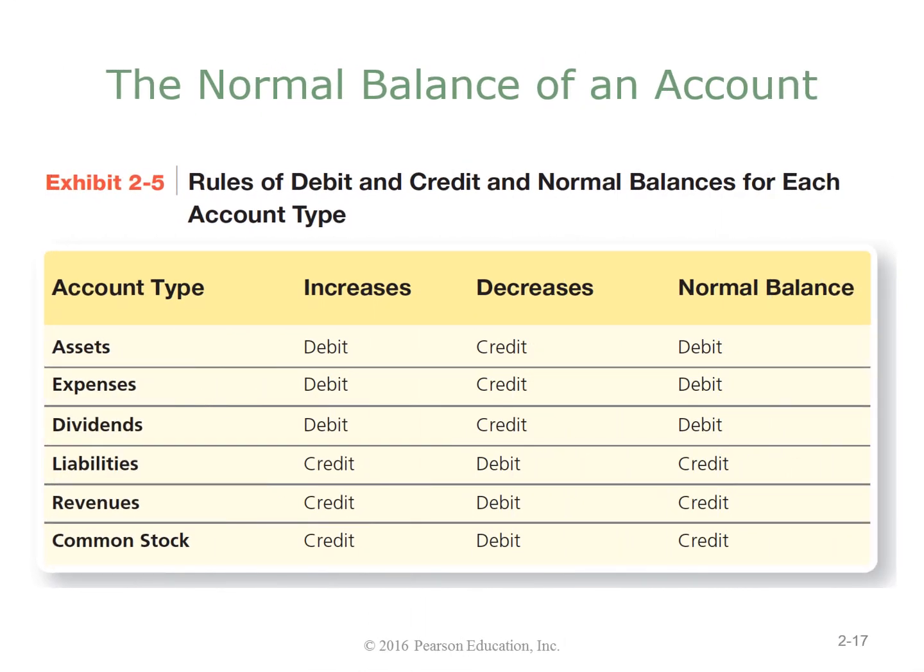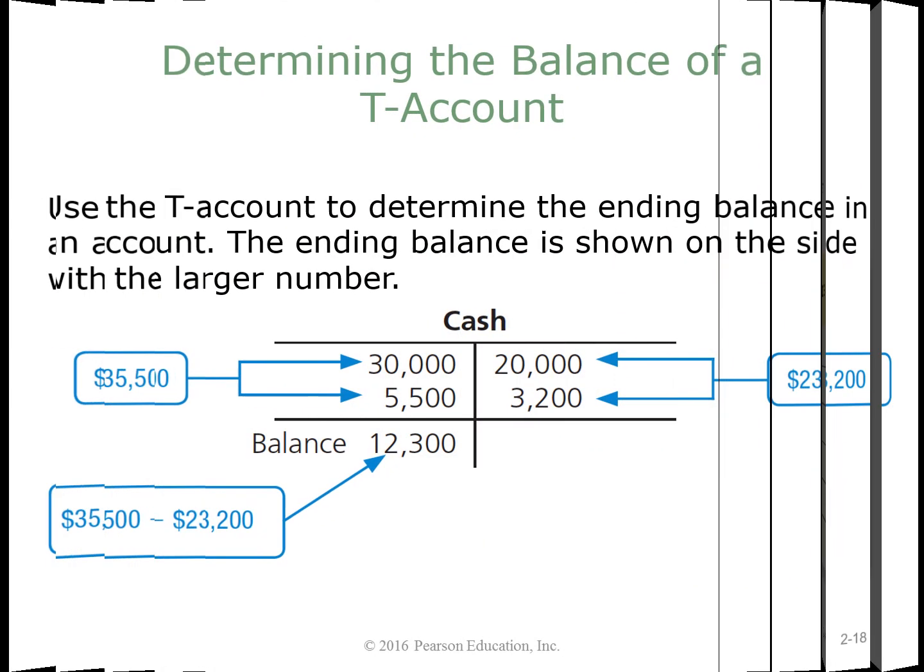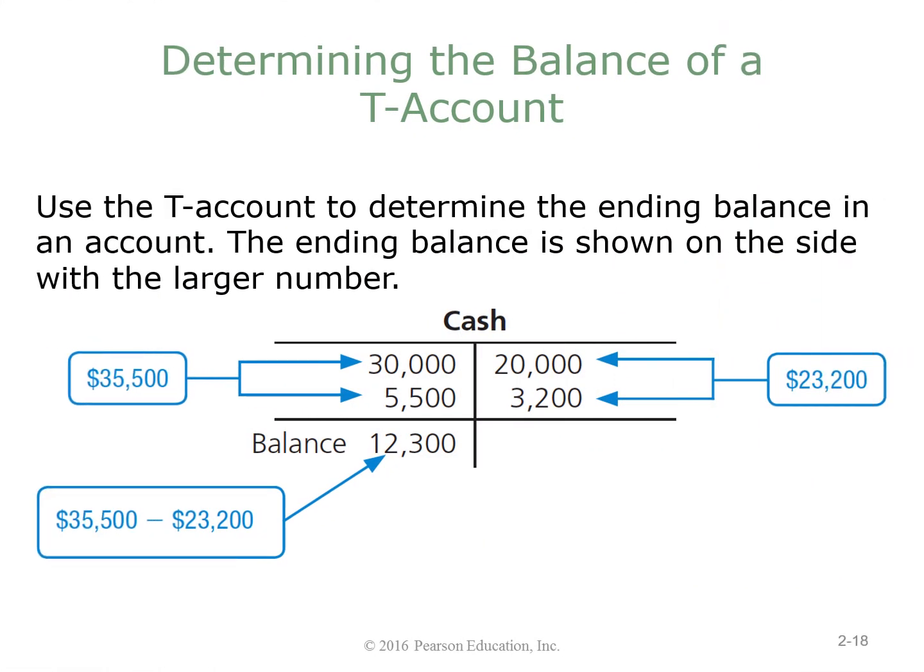Okay, and this is again a summary for each account, and it increases in which side and decreases in which side, and the normal balance as you can see. Determining the balance of T account, I will accumulate all the debit transaction. We are using here the T account to determine the ending balance in an account, and the ending is shown on the side with the larger number.